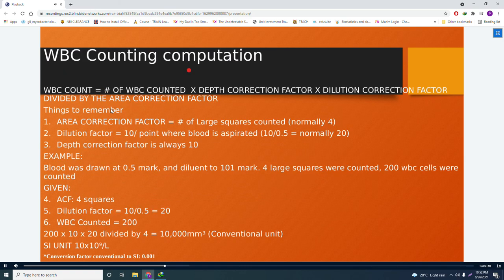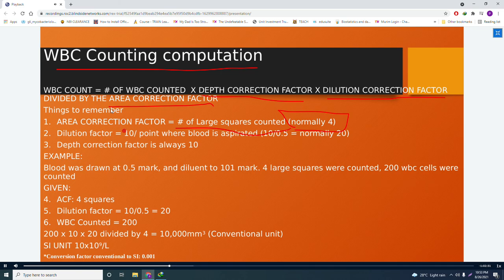Okay, we have your WBC counting computation. Class, your WBC count is equal to the number of WBC that was counted times your depth correction factor times your dilution correction factor divided by the area correction factor. Sir, ano ba yung depth correction factor? Ano ba yung dilution correction factor? Sir, ano ba yung area correction factor? Now, you have to remember this class. Your area correction factor is always equal to the number of large squares counted. So if you recall, as I earlier discussed, you will only be counting the four large corner squares. So normally, your area correction factor is 4.